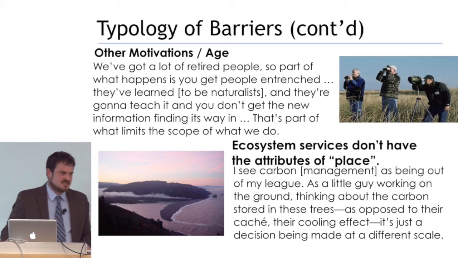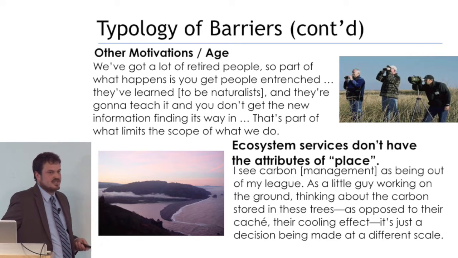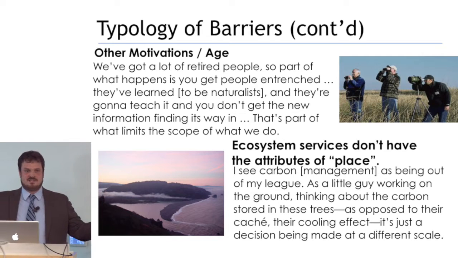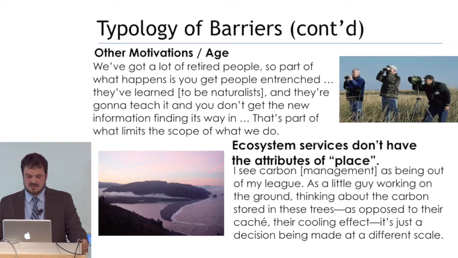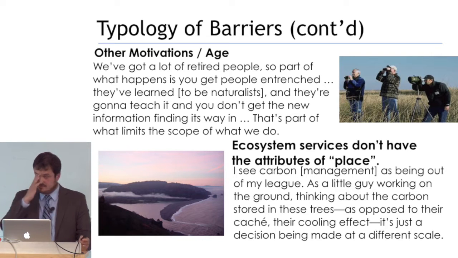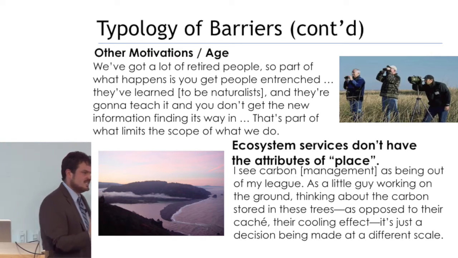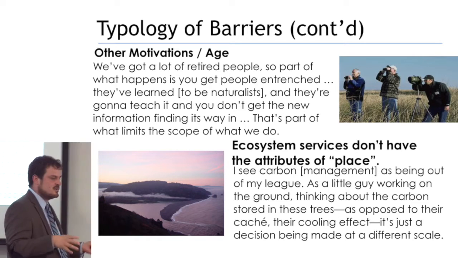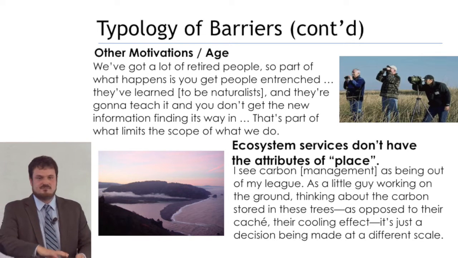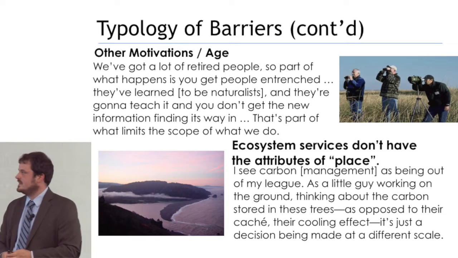The ecosystem services that we're talking about here, carbon sequestration, are delivered at a globally diffuse scale. Everyone benefits by this small marginal amount from the carbon that you're taking out of the atmosphere when you're restoring a salt marsh. And as one respondent told me, I see carbon management as being out of my league. As a little guy working on the ground, thinking about the carbon stored in these trees as opposed to their cachet, their cooling effect, it's just a decision being made at a different scale. In other words, the motivating reason why they were engaged in conservation had to do with that place. And the entire discussion around carbon ecosystem services was far bigger than that place and conserving that place.